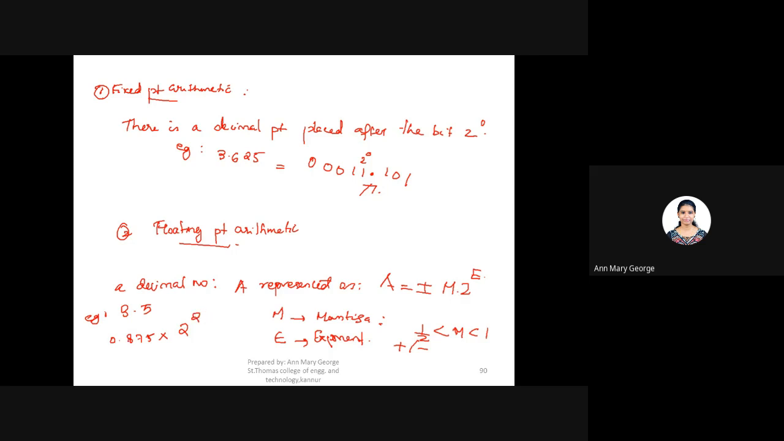Where this will be mantissa and this will be exponent, and again the mantissa can be represented as 0.111 and e can be represented as 010. That is, there will be 4 bits for mantissa and 3 bits for exponent. Okay, this is the floating point arithmetic.